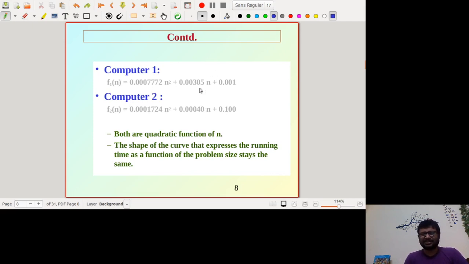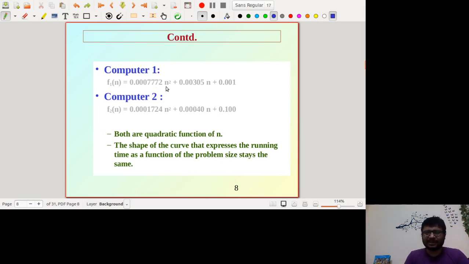Now, you will observe that both are quadratic polynomials, degree 2 polynomials of n. Here, the coefficient of the leading monomial, which is n square, for computer 1 is much larger. Here, it's much smaller. This is roughly why computer 1 takes less time than computer 2. But since both are quadratic functions of n, if we ignore the linear and the constant terms, they will become more and more insignificant as n grows. The leading term will dominate them and their influence will be less and less as n grows.